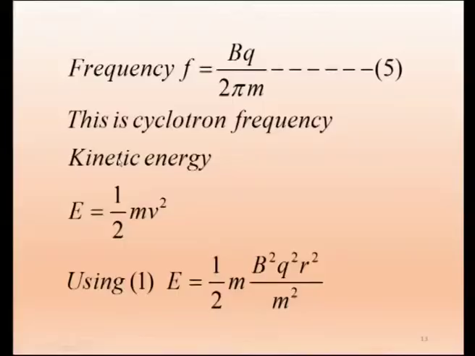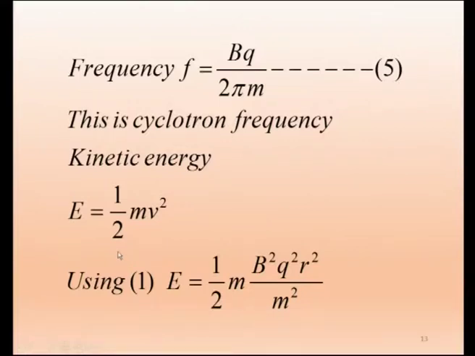Whenever the particle enters the D, there must be a changeover from one D to the other D. There must be a change in polarity. This is the frequency condition we are putting. And what is the kinetic energy? Kinetic energy is half mv squared. That is the general expression. Now the velocity expression we already had in equation 1, so we are just substituting.